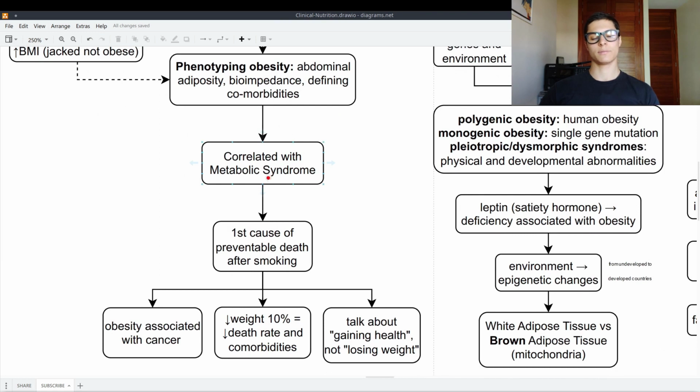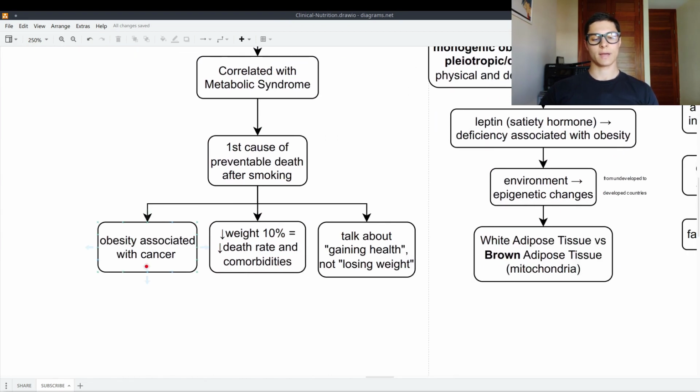It is correlated with the metabolic syndrome, which we saw in the last video. It is the first cause of preventable death after smoking. Obesity is associated with cancer. If we lower the weight by 10% when we are obese, we also decrease the death rate and the comorbidities. And here, with these patients, we have to talk about gaining health and not losing weight.